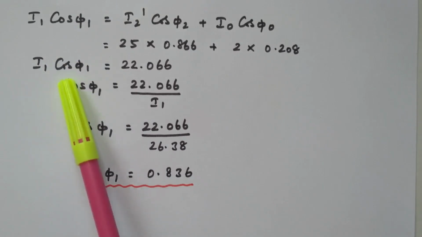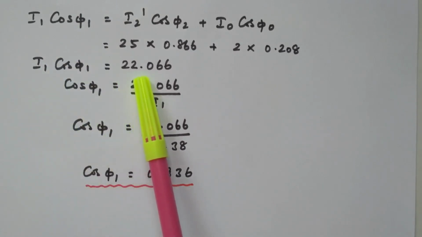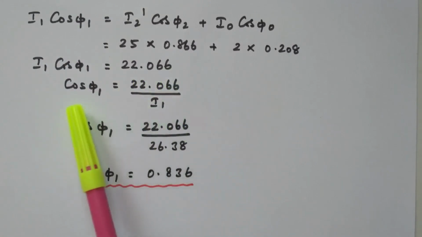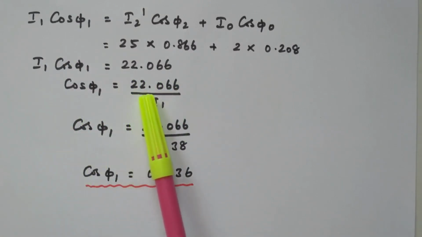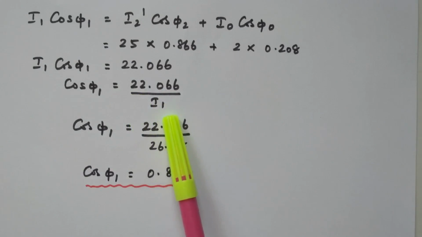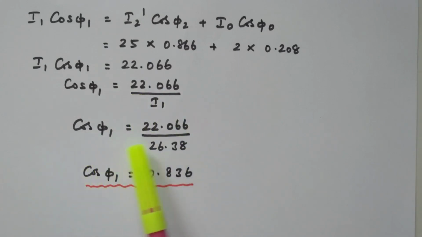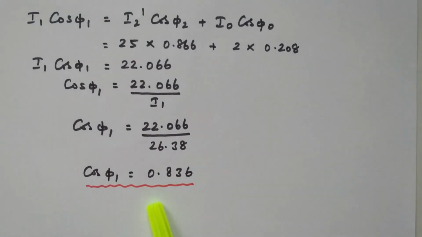This I1 cos phi 1 equal to 22.066, right. So cos phi 1 equal to 22.066 divided by I1, the I1 value we calculated, 26.38. By simplifying, we got 0.836. So the primary power factor is 0.836. So in this video we calculated the primary power factor as well as the primary current.